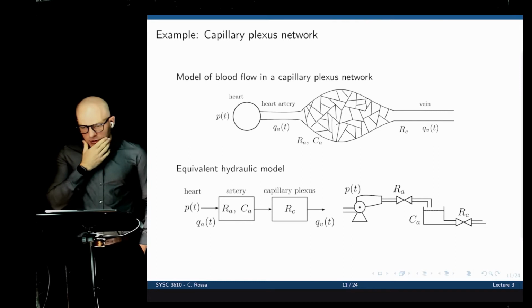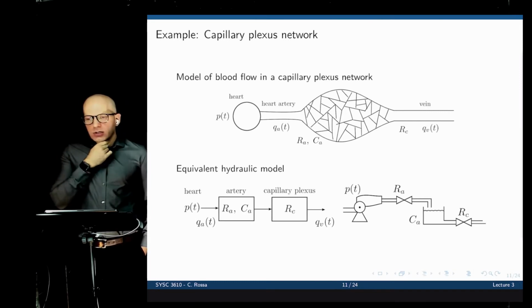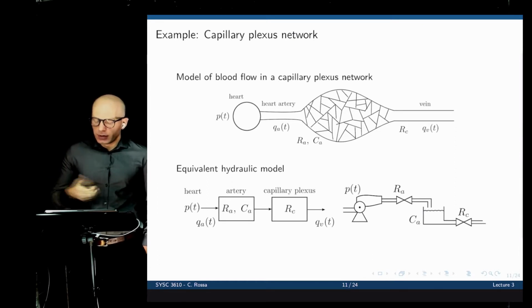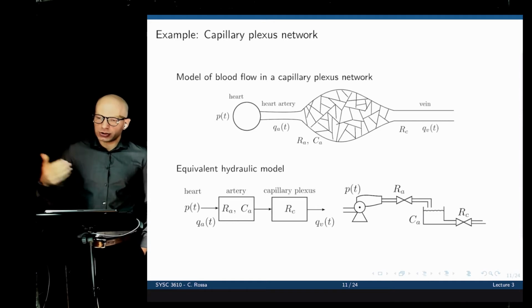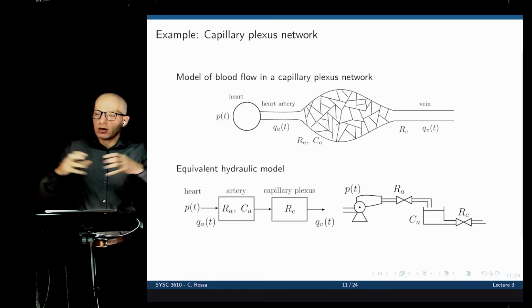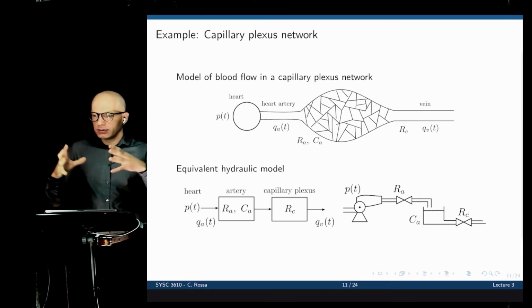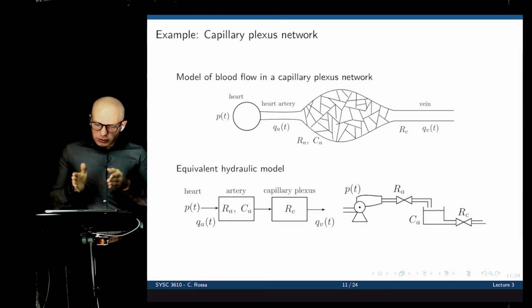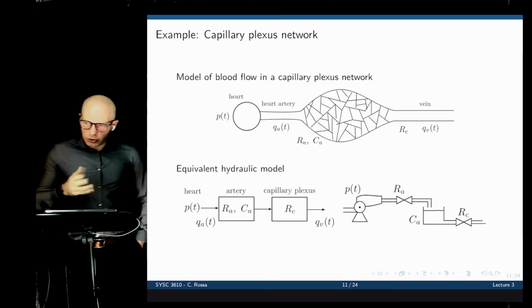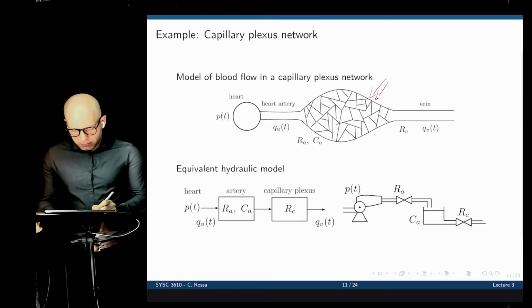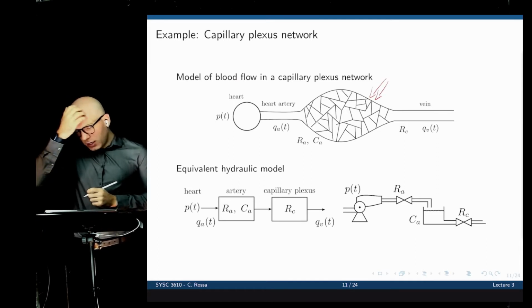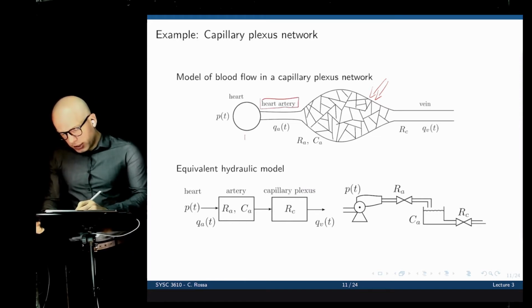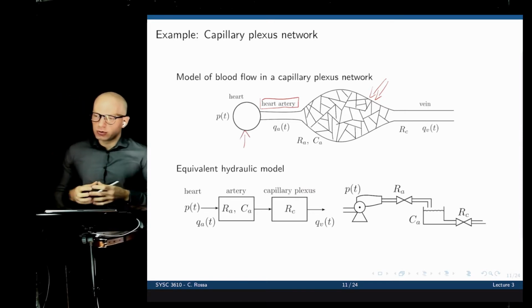Let's consider this capillary plexus network. So this would be a network of veins, for example. And when we apply a pressure, blood pressure, to that, the veins can expand and retain some amount of blood before they contract and let that blood keep going. So the example we can have here is a network of veins that is represented here. Now we have blood being pumped into the system through a heart artery that we see here. So this is the heart. So the heart provides an initial pressure.